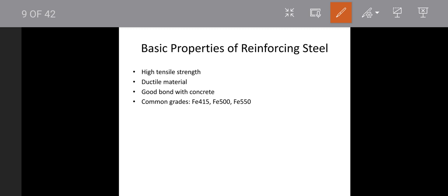And the basic properties of steel. We know that steel is strong in both tension and compression, so it will have high tensile strength, and it is a ductile material.